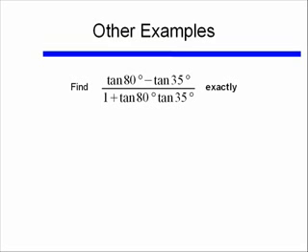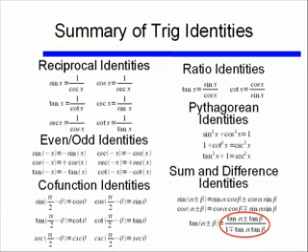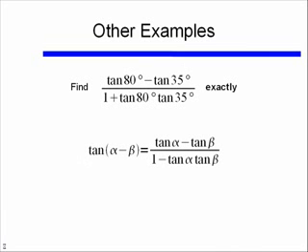Okay, here's another example, and this one looks even worse. Find the tangent of 80 degrees minus the tangent of 35 degrees all over 1 plus tangent of 80 degrees times tangent of 35 degrees. Again, we're going to use our trig identities backwards. We're going to look at the right-hand side of this and figure out which sum and difference identity this matches. Well, this matches our tangent sum and difference identity.